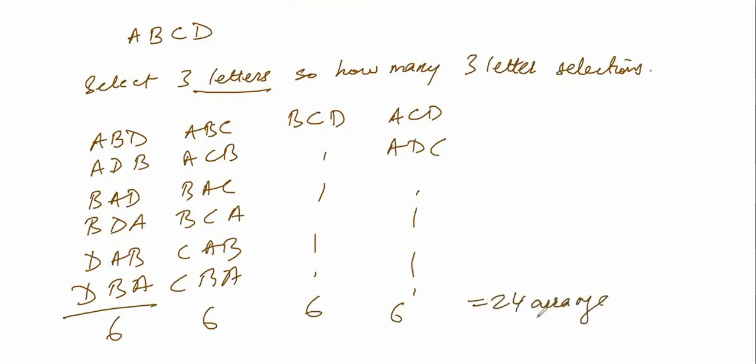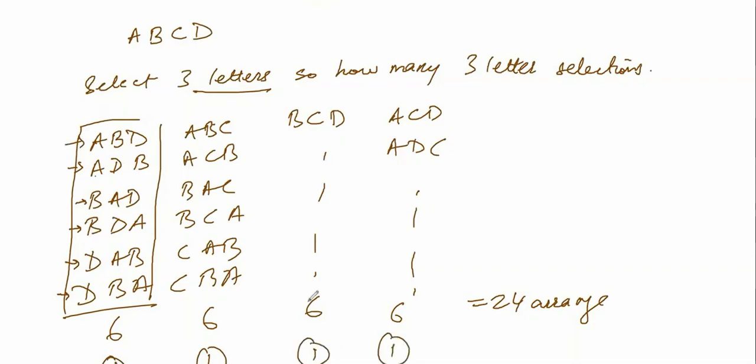But this is a selection question. So in the selection, the order is not important. Hence, ABD is the same thing as ADB, same thing as BAD, same thing as BDA, same thing as DAB, same thing as DBA. All of these 6 things are the same thing in the selection.